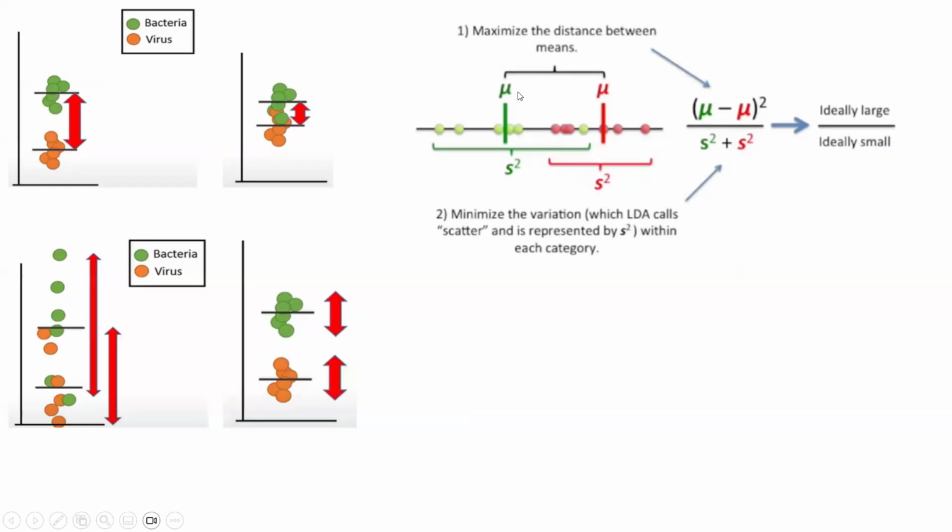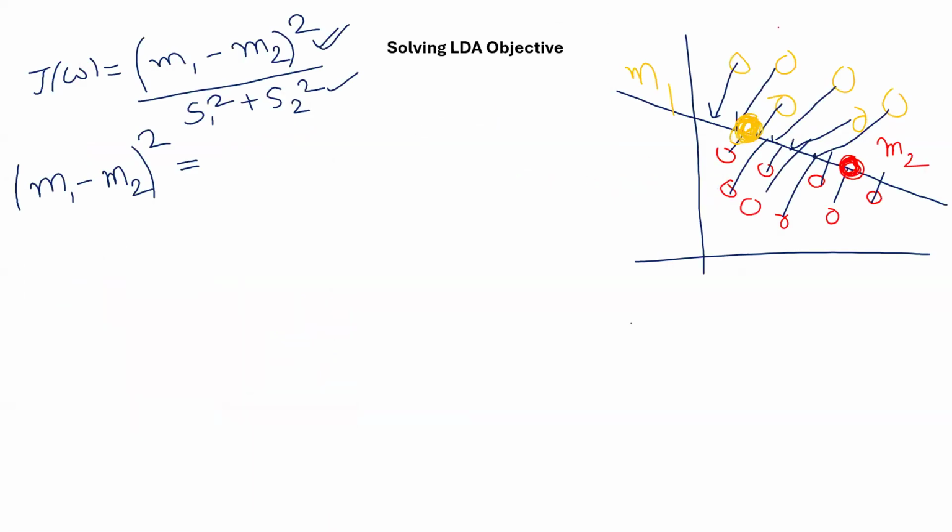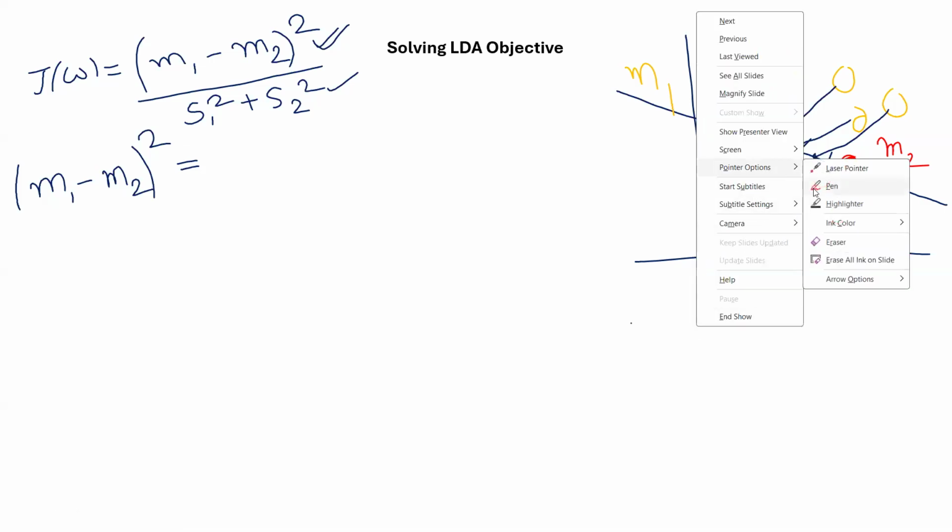So now the objective is to maximize these means and minimize these scatters. M1 is the projected mean of all these data points, and M2 is the projected mean of the other data points, where they are projected onto W, or D1, or the linear dimension where the separation is good. I'll call the direction W for now.